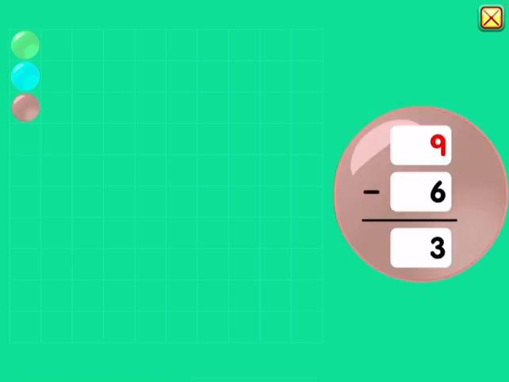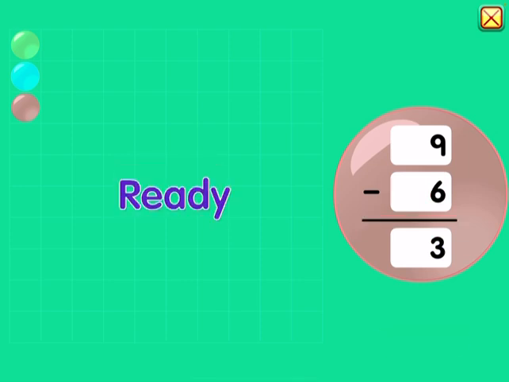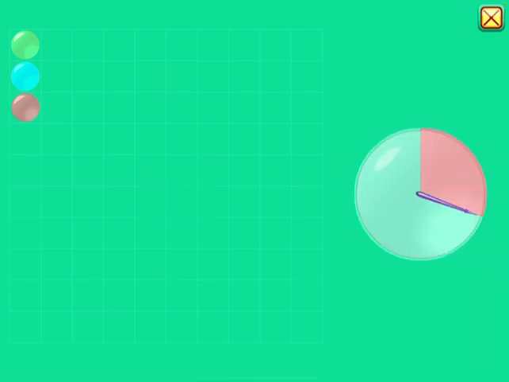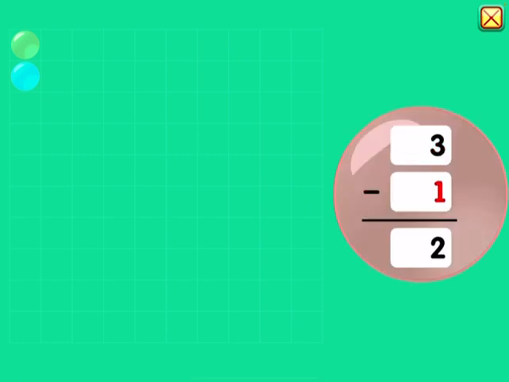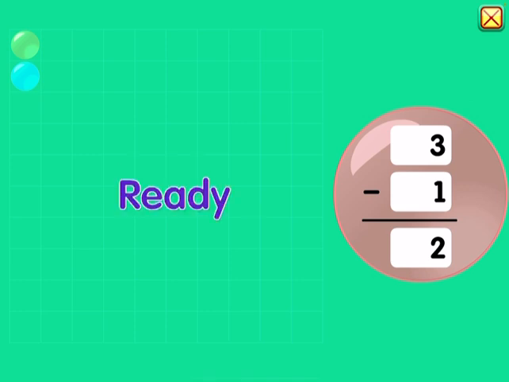The crank is supposed to go. 9 minus 6 equals 3. Round seventeen. Ready, set, go. It's still stuck. This is a huggle disaster. 3 minus 1 equals 2. Round eighteen. Ready, set, go.